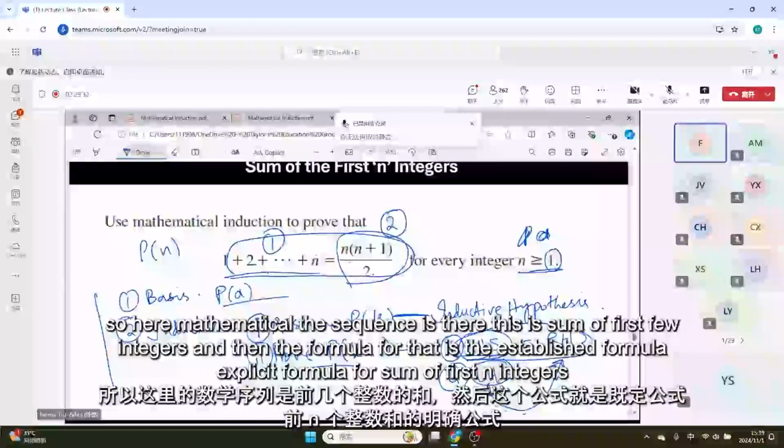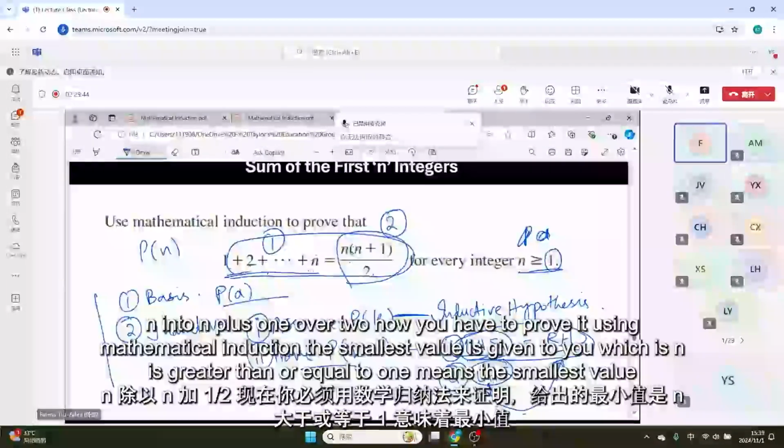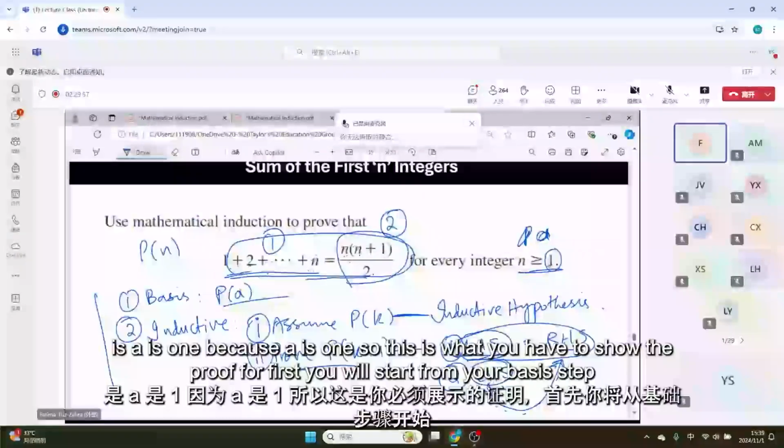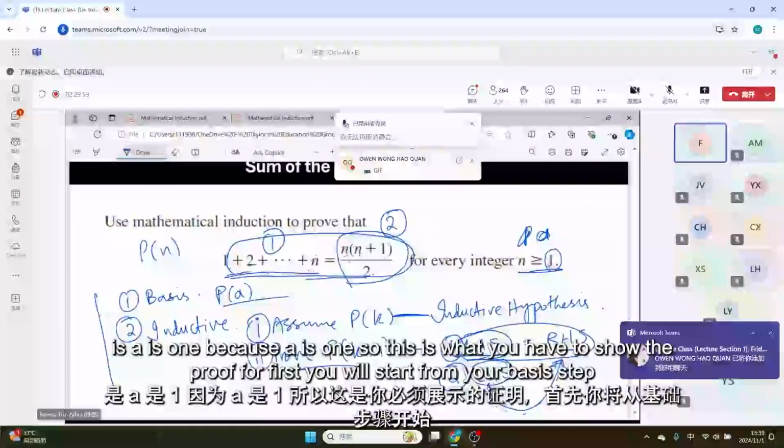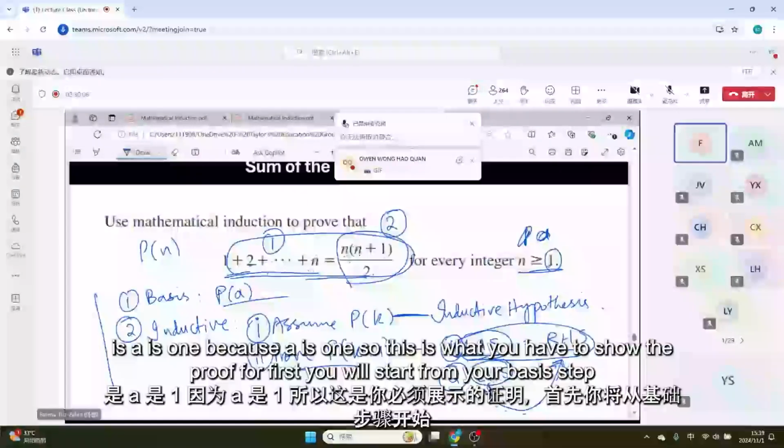So here the mathematical sequence is there. This is the sum of the first few integers, and the formula for that, an established explicit formula for the sum of first n integers, is n into n plus 1 over 2. Now you have to prove it using mathematical induction. The smallest value given to you is n greater than or equal to 1, which means the smallest value is 1. Okay, so this is what you have to show the proof for.